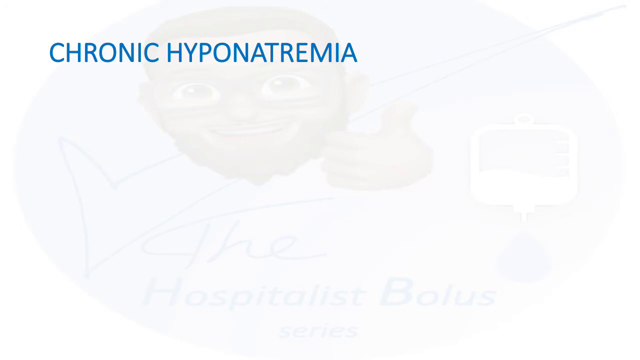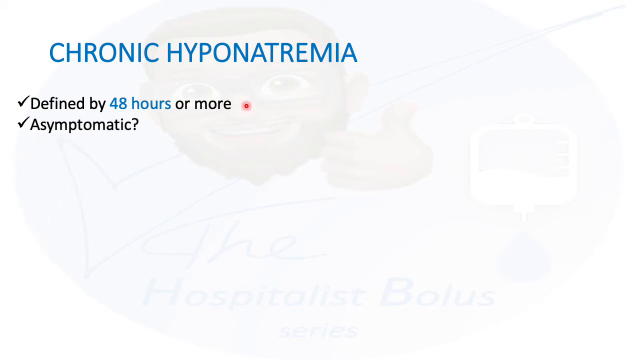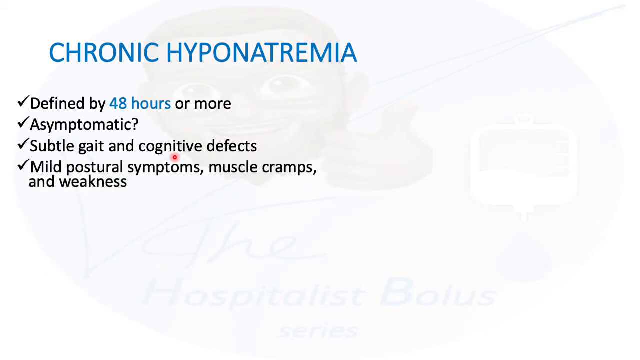Okay, so what about chronic hyponatremia? By definition, if you don't know the onset of the hyponatremia, or that it's more than 48 hours, this is chronic hyponatremia. Is it really asymptomatic if it develops slowly? Not really. There are usually some subtle symptoms like gait abnormalities, some cognitive defects. The family might notice that the patient is not really behaving as they used to, some fogginess of thinking. Really subtle, non-specific symptoms can happen with chronic hyponatremia as well.